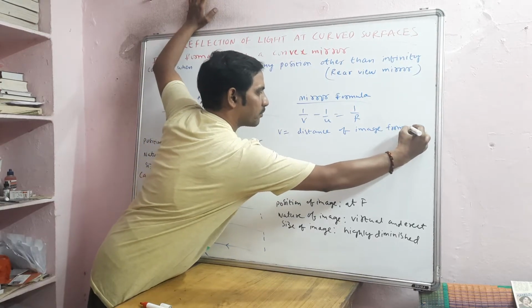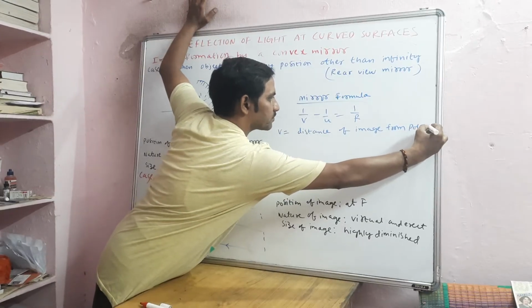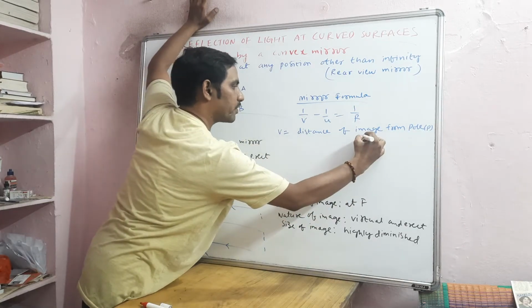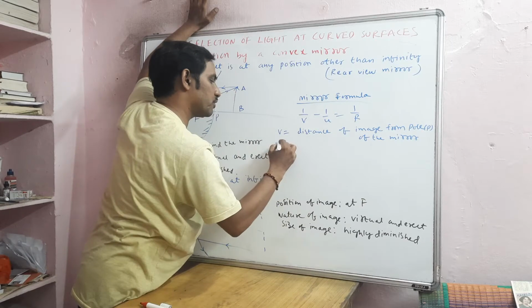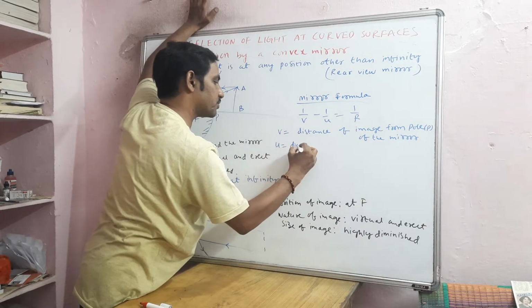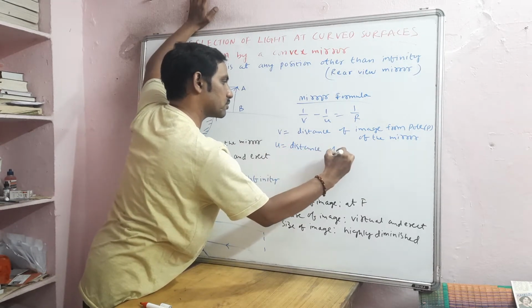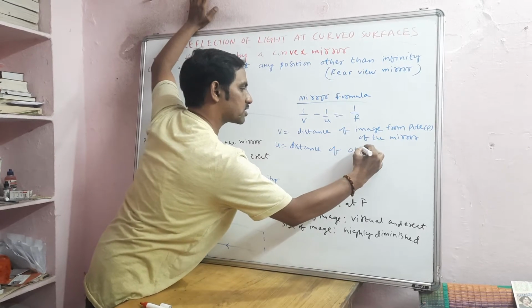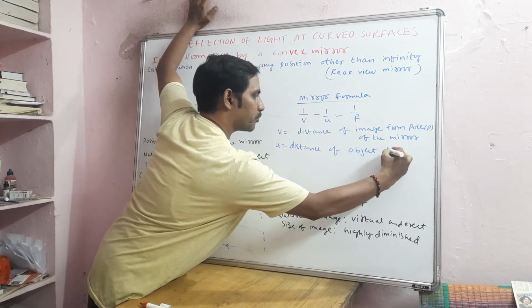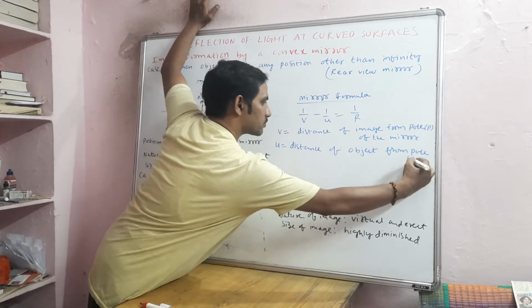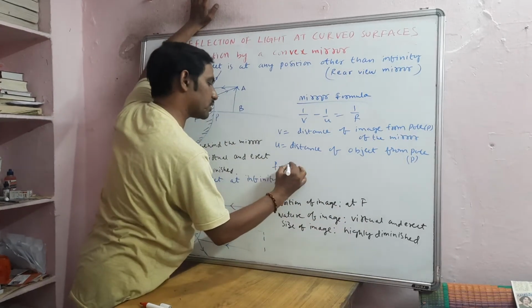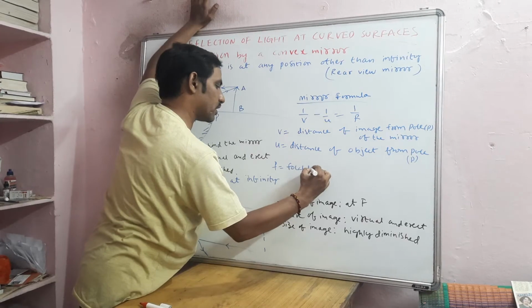From pole means from pole of the mirror or from mirror. Okay, from pole of the mirror you can say. And what is U? U is object distance, means distance of object from pole. Okay, pole P of the mirror, and F is focal length. Okay, so like that you can write.